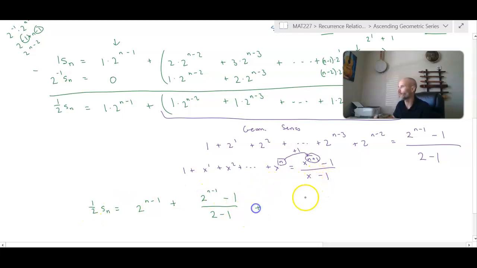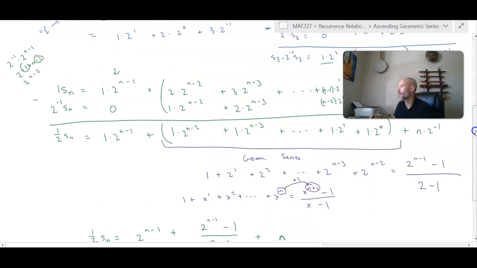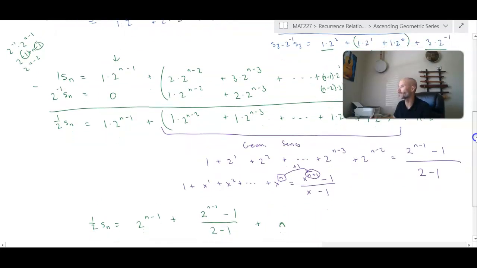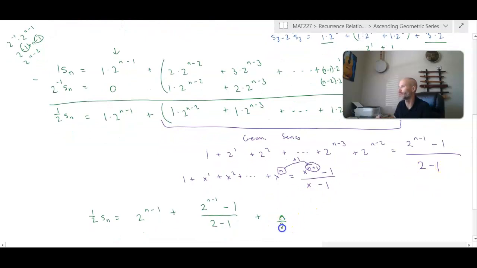And then finally, our very last term, which is the n times 2 to the negative 1, which, by the way, 2 to the negative 1 is 1/2, so n times 1/2 is just n over 2.